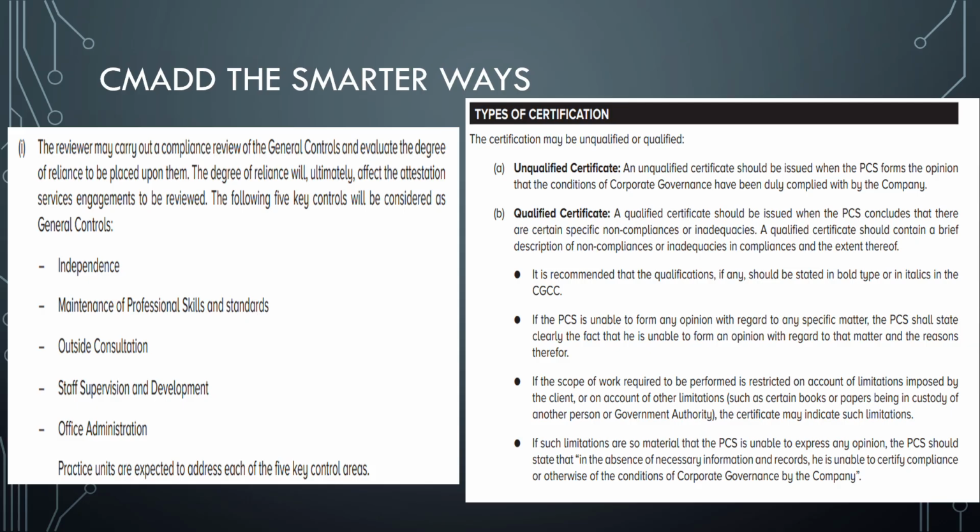So first is, as in the previous, unable to express any opinion; next is limitation of certificate. And if the limitation is so material that the PCS is unable to express any opinion, then the PCS should clearly state that in the absence of necessary information and records he is unable to certify the compliance. So this last report is called a qualified report, a disclaimer of opinion. So these are the various things in a qualified certificate. So if you notice, within 4 minutes we are able to cover 4 questions. So moving on to the last.